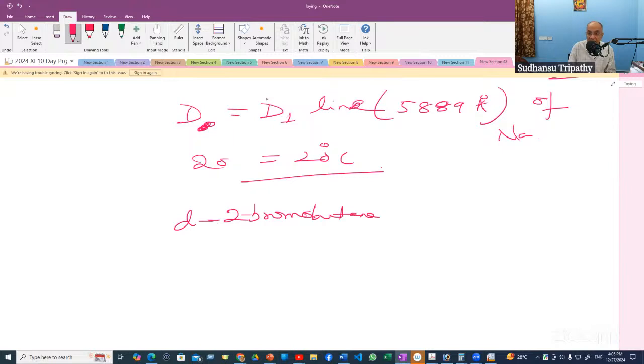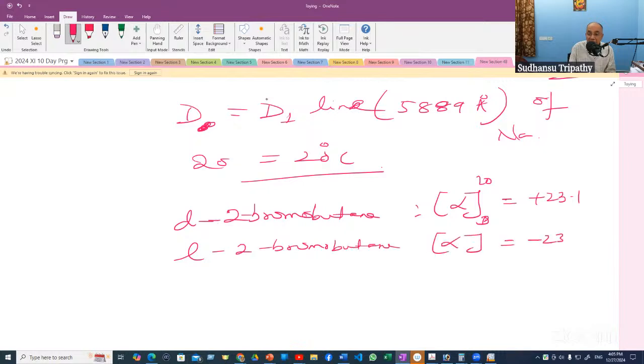Is the alpha specific given in the book? If you put a square bracket, it will mean the D20 is understood, equal to plus 23.1 degree. Definitely L-2-bromobutane will be exactly the same because they are pure compounds. The alpha specific will be minus 23.1 degree. You understood? So pure D will be, supposing, 23.1, that is fixed. Anywhere in the world, it is fixed.